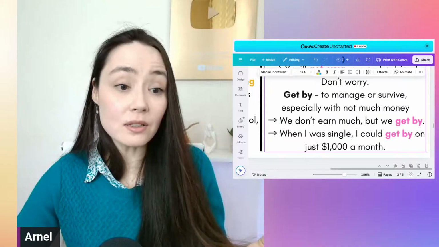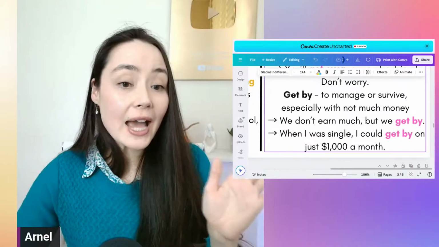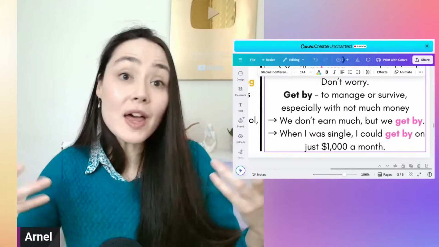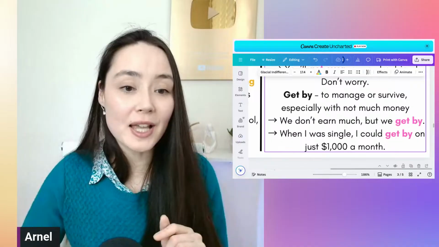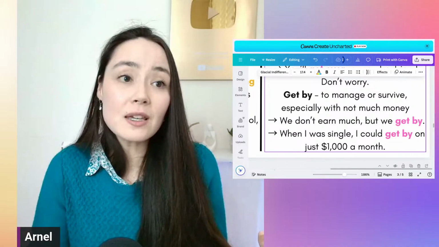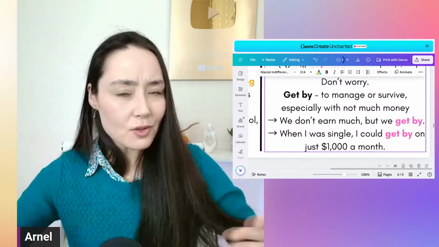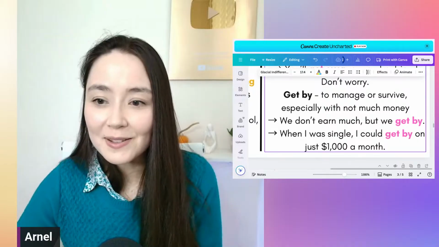When I was single, I could get by on just $1,000 a month, for example. This was enough for me, but with family, life gets a little bit more expensive.